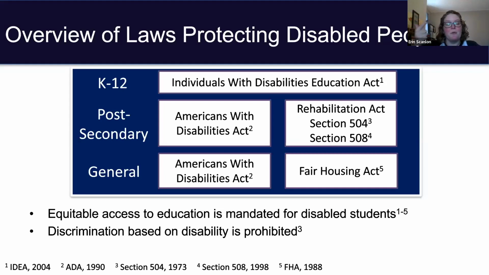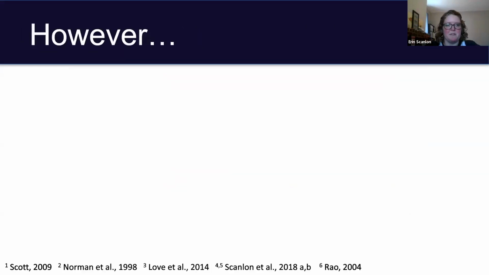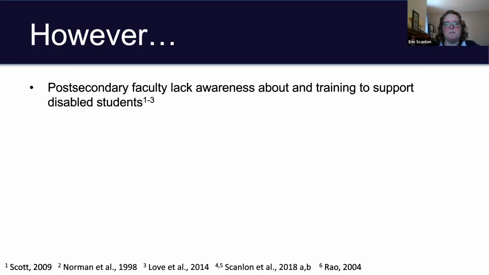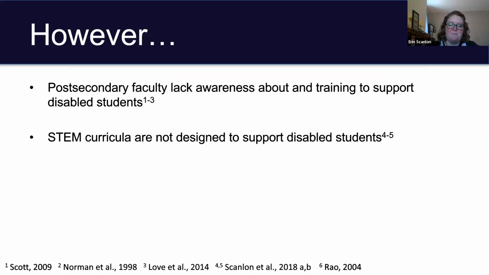People with disabilities are present in higher education and in our workforce, and there are legal requirements about supporting people with disabilities. However, if we look at the current state of access and inclusion in higher education, we see that post-secondary faculty often lack awareness about and training to support disabled students within their teaching and research spaces.